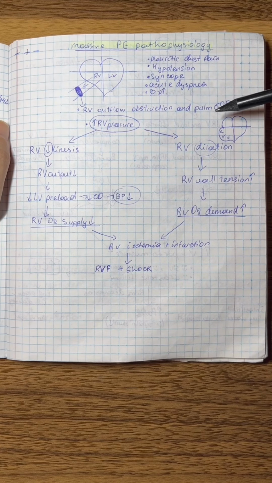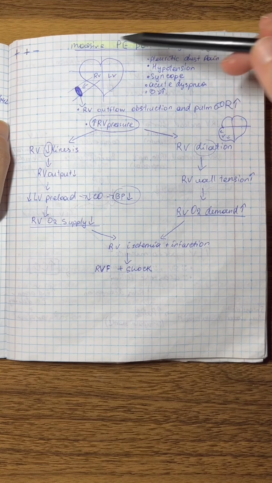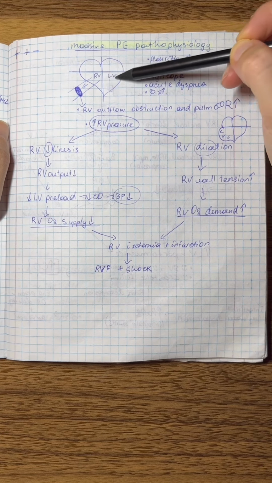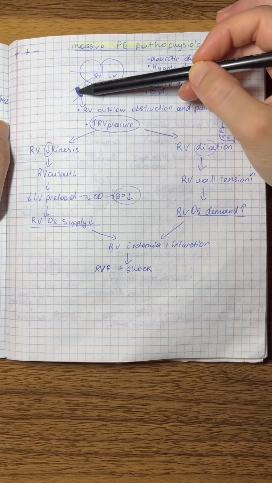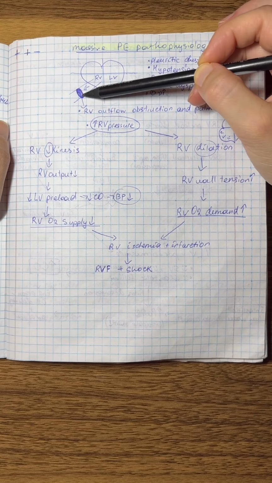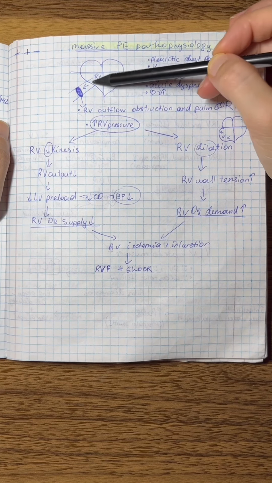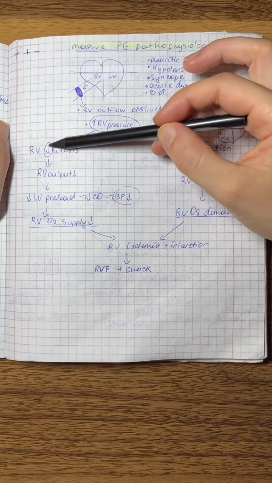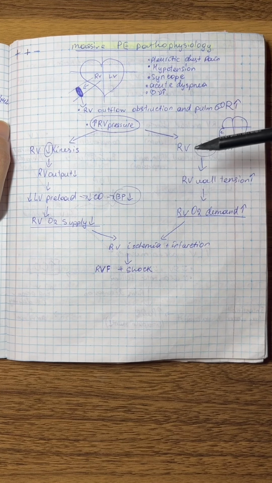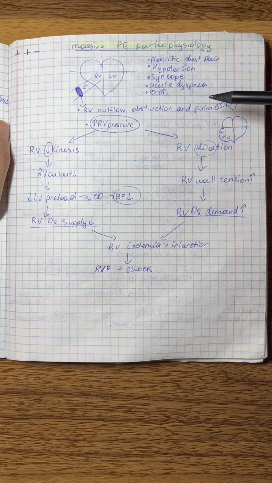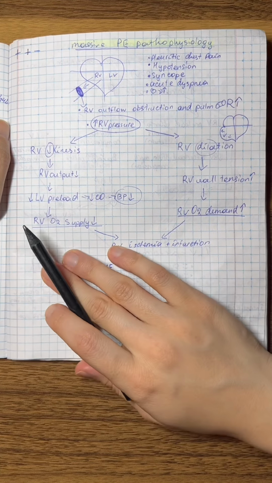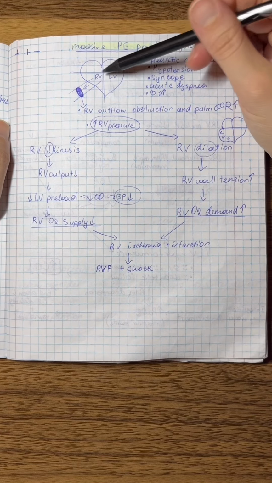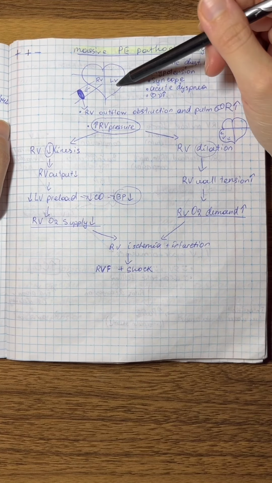You can see here I drew schematically the heart, and we can see the right ventricle and left ventricle, and we can see the thrombus. So this thrombus will increase right ventricular pressure. That will cause right ventricular hypokinesis and right ventricular dilation. Right ventricular hypokinesis will decrease the right ventricular outflow, and we know if the right ventricle is giving less blood to the left ventricle, it means that left ventricular preload is decreased.